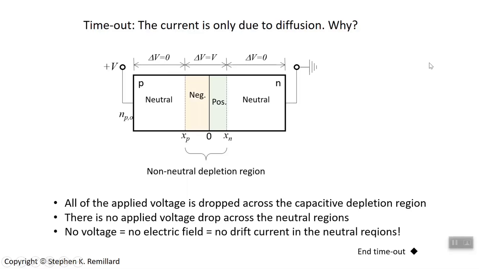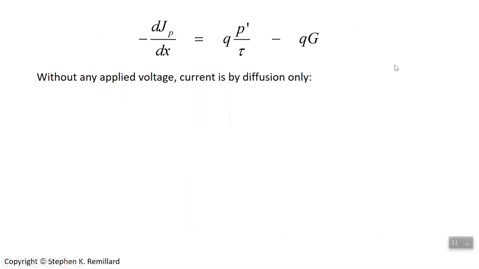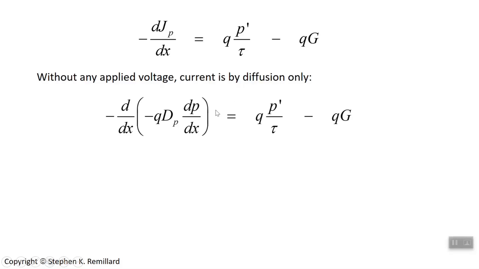Having discussed that, let's go back to the continuity equation and put in the current density that we want to use, the diffusion current density. And we've gone through that, right? The hole diffusion current density is minus q D, the hole diffusion constant, times the gradient of the hole concentration. Now we have something that we can use. Run that second derivative through. q and D, big D, are constants.